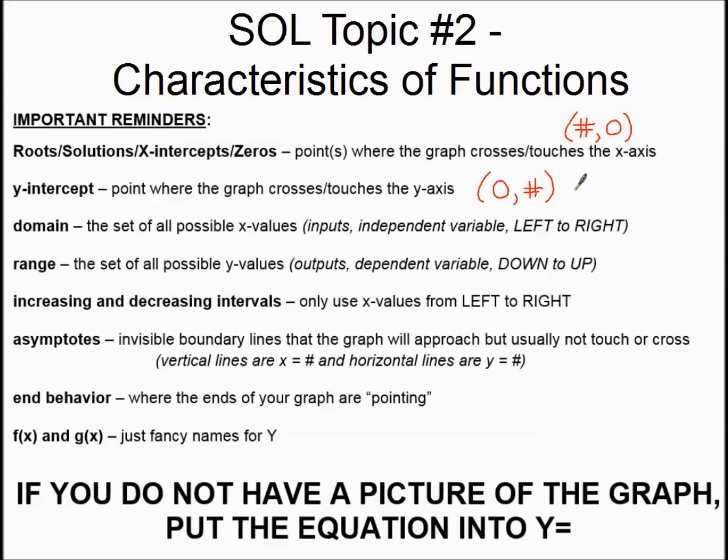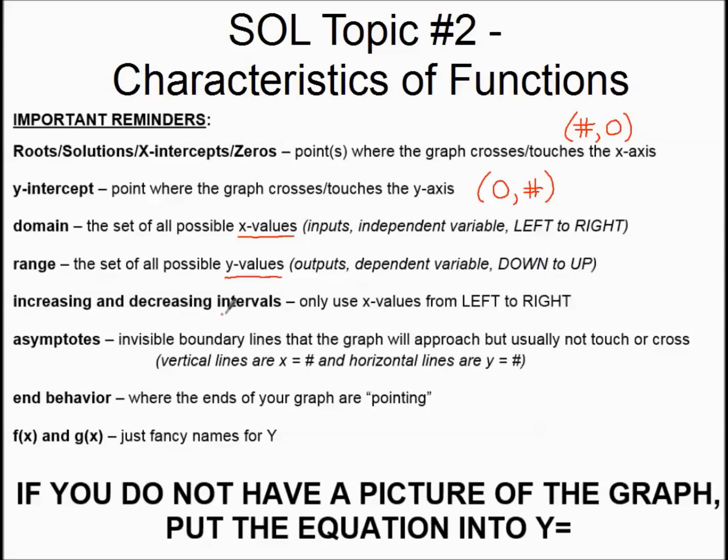Domain, this is the set of all possible x values or inputs, independent variable, and we read it from left to right for the domain. The range is the set of all possible y values. Those are the outputs, the dependent variable, and we read our range from down to up.